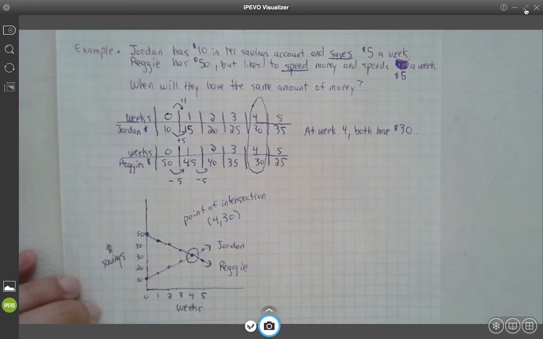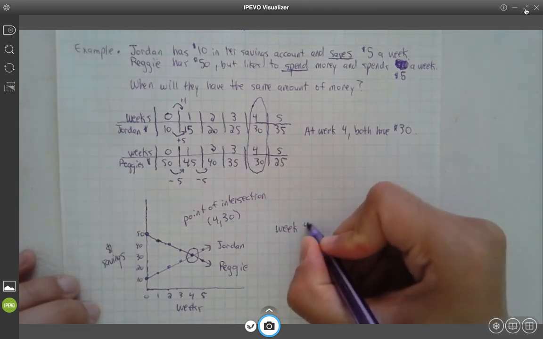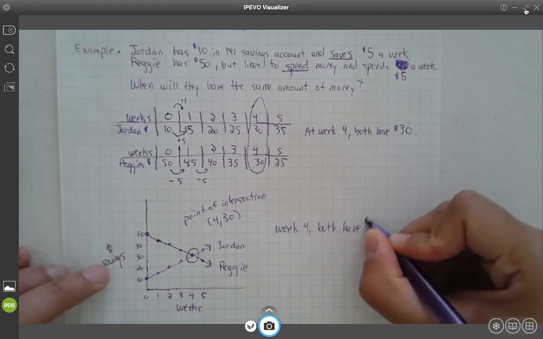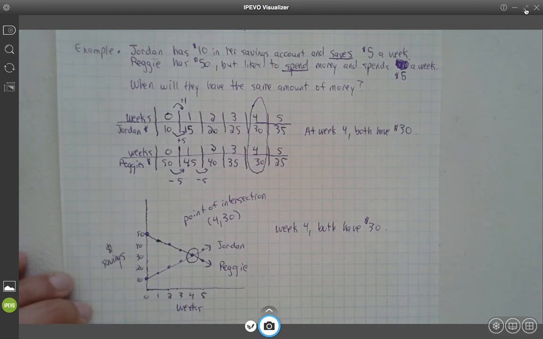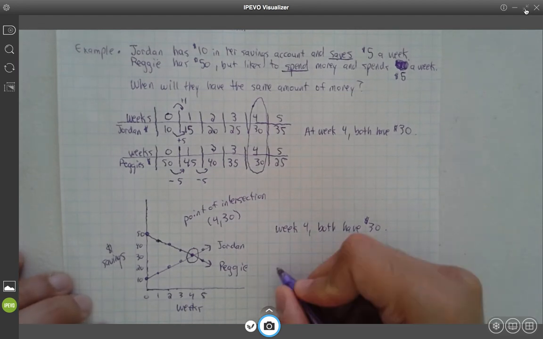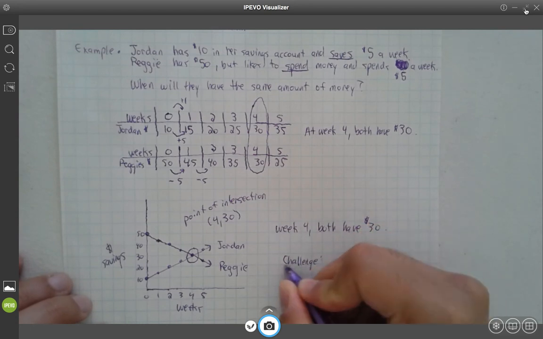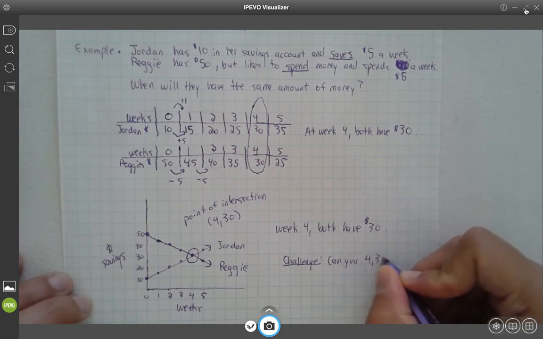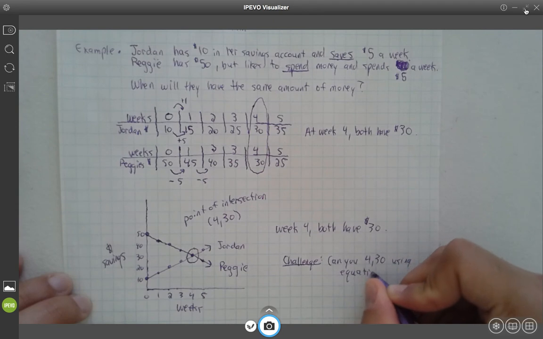And what does 4, 30 mean in this problem? Well, 4 is your week, so you're saying week 4, they both have $30. And that's great. That's exactly what we got with the tables. And we can see this from two ways. And again, if you want to push yourself, a little challenge is, can you get 4, 30 using the equations? But don't worry if you can't do that.